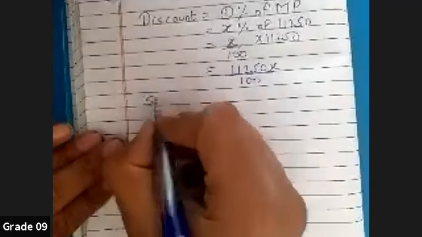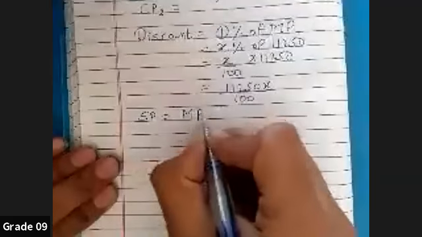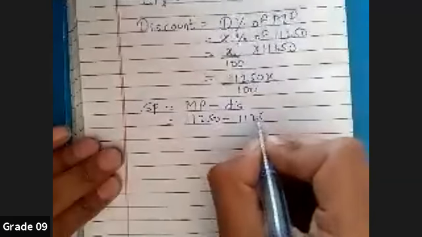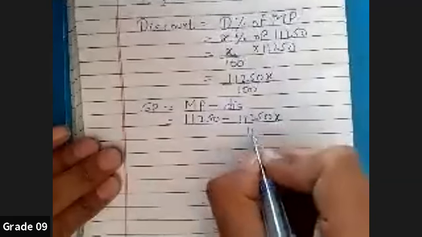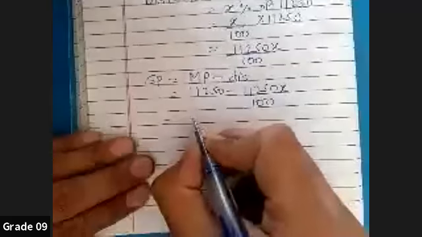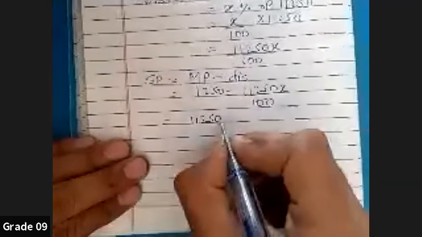So selling price is MP minus discount. MP is 11,250. Discount is 11250X by 100. So let's simplify. It will come in a little bit complicated way. So two zeros will be added here.